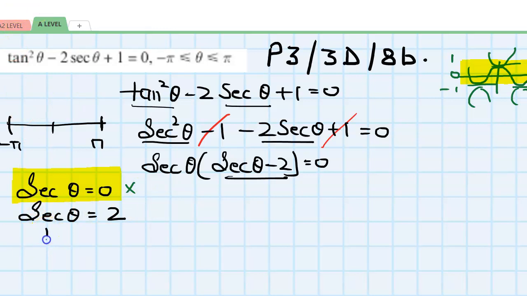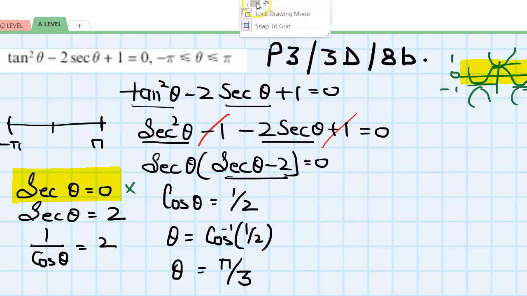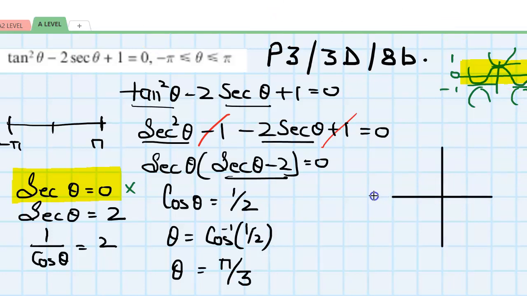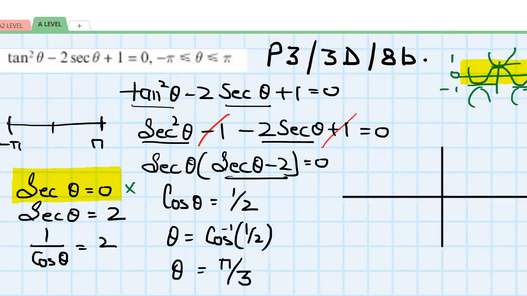So 1 over cos theta is 2. It means cos theta is equal to half. Theta is arc cos, or you can write cos inverse half. So theta is pi over 3. Now we have this. We know that pi over 3 is 60 degrees.